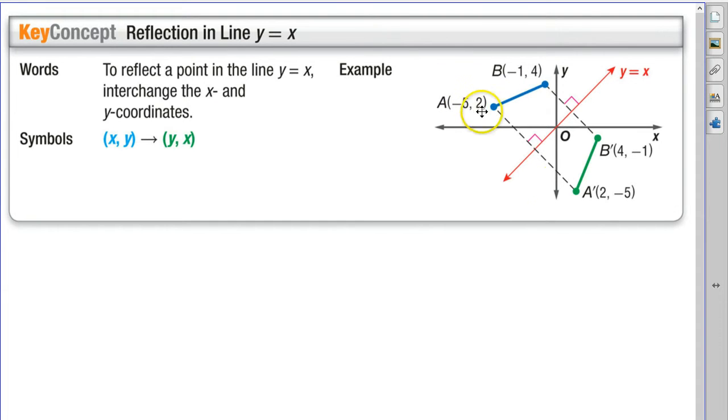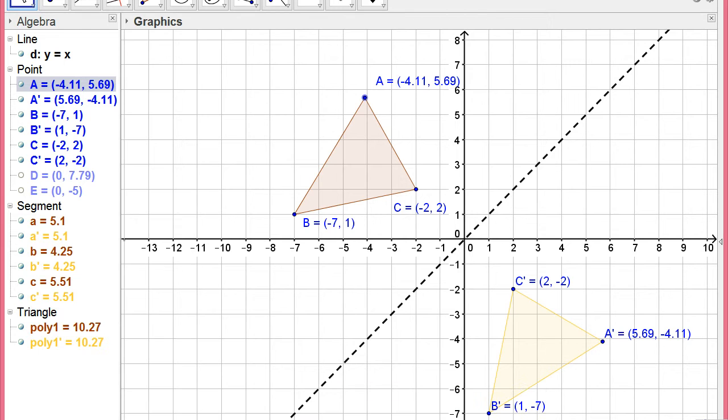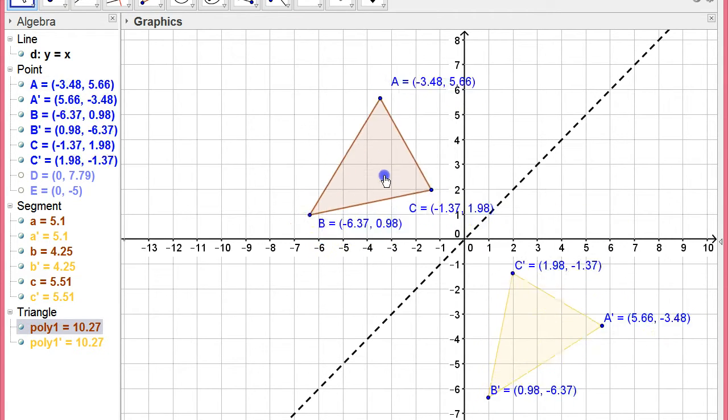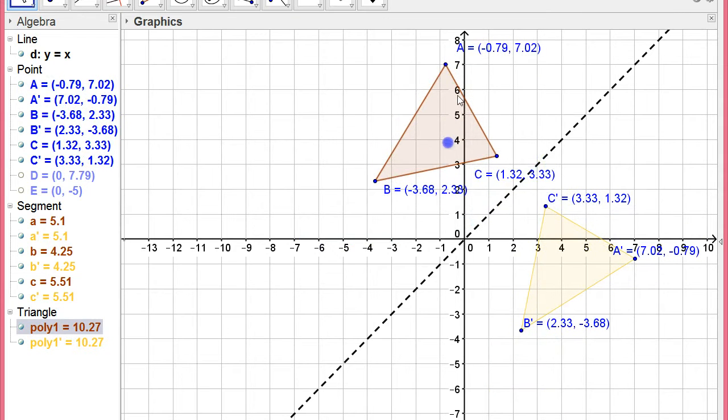So A is at negative 5, 2, now it's at 2, negative 5. B is at negative 1, 4, now it's at 4, negative 1. Okay, and you can see it here. I've got again another little drawing of this. Notice A is at negative 4.11, 5.69. Switch that to 5.69, negative 4.11. And as I move it, all it ends up doing is just swapping the positions. C is at 1.32, 3.33, now 3.33, 1.32. So I just swap x and y.